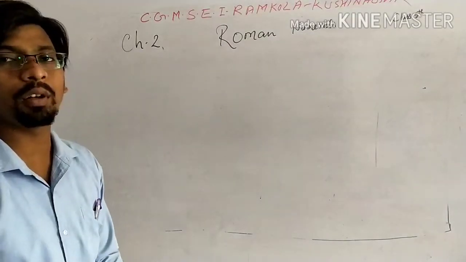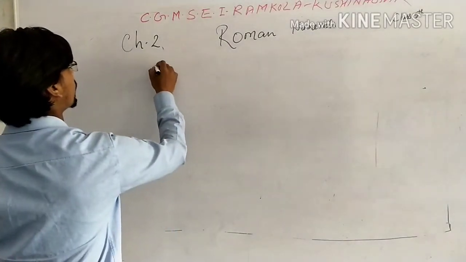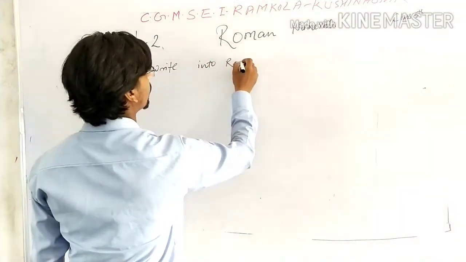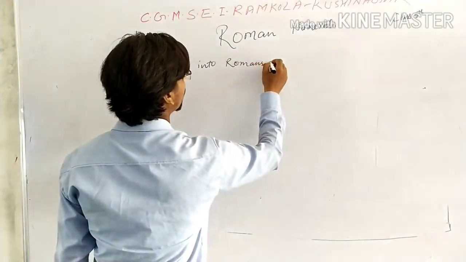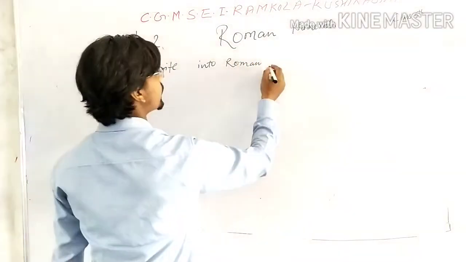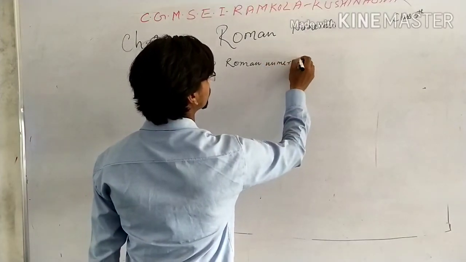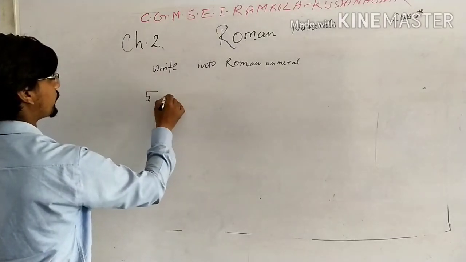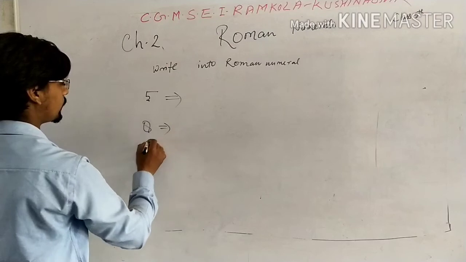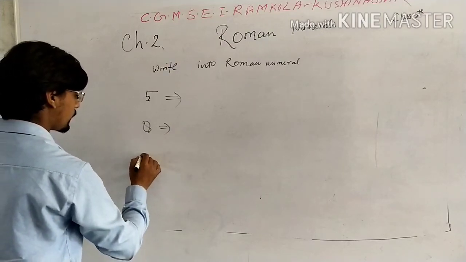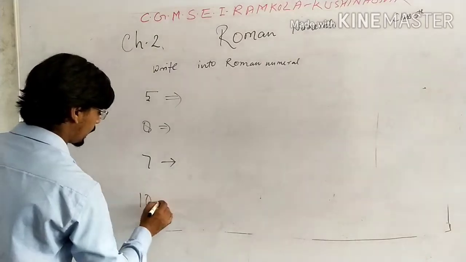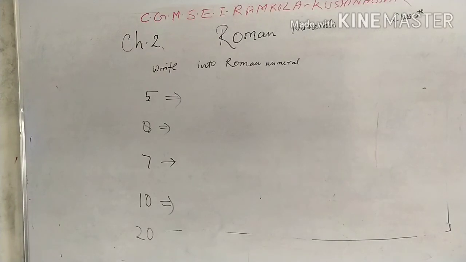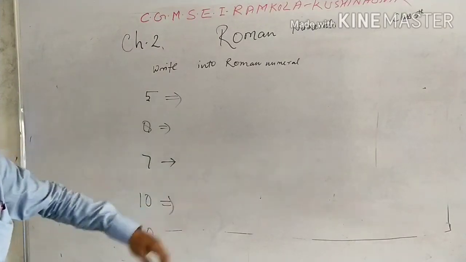Now suppose I am going to give you homework. Write into Roman numerals: 5, 8, 7, 10 and 20. Okay, this is your homework. So note it and complete it.